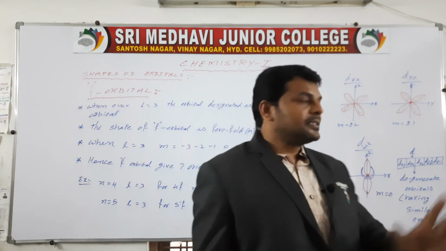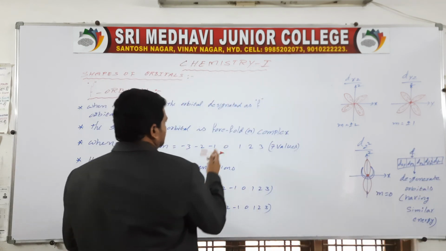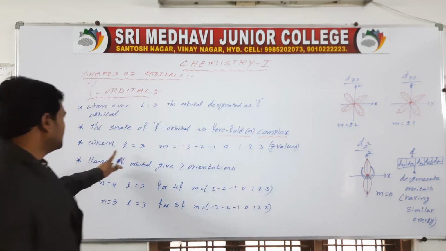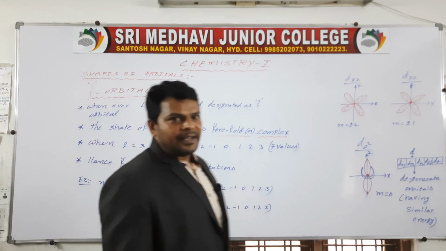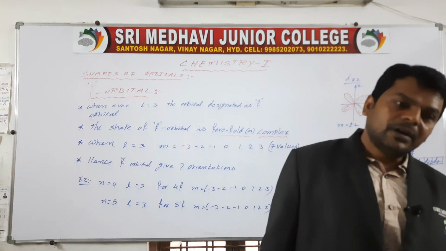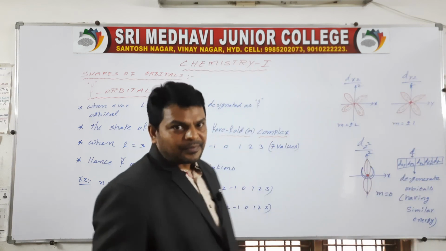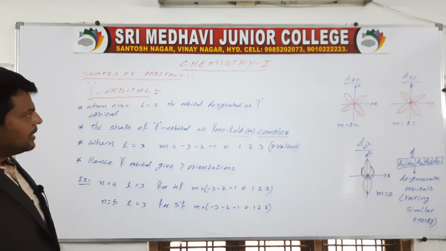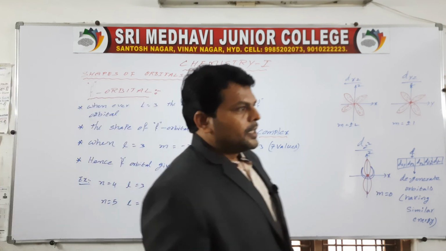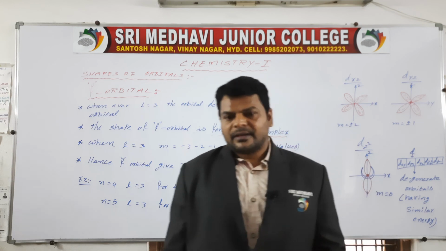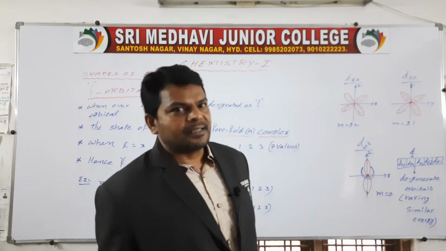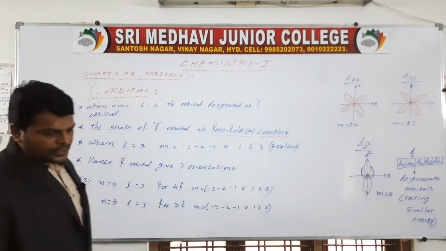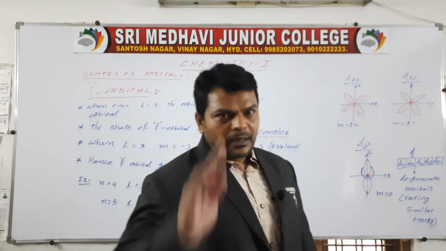The structure is not given, just the name, fourfold or complex. So this is briefly about the shapes of orbitals. Tomorrow we will discuss the next topic. So this is briefly about the shape of orbitals.